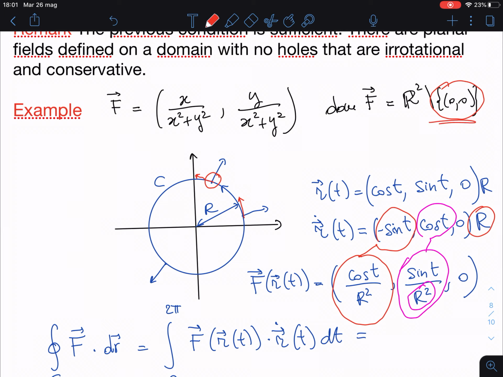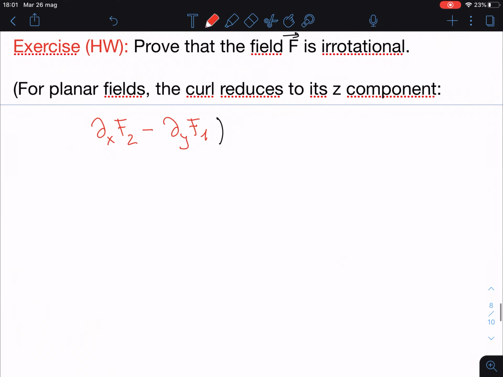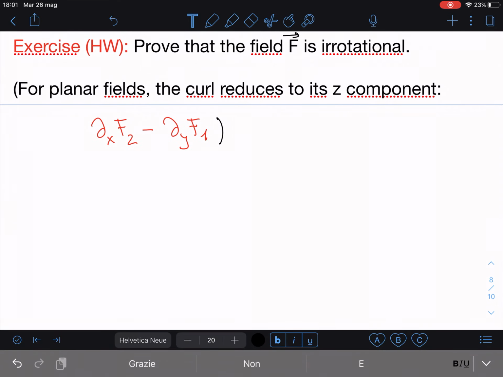A hole does not prevent this field from being conservative. So always be very careful about how you use these theorems. I just remind you here of the logic of the theorem that we proved today.